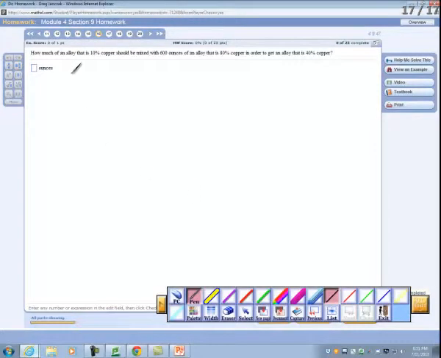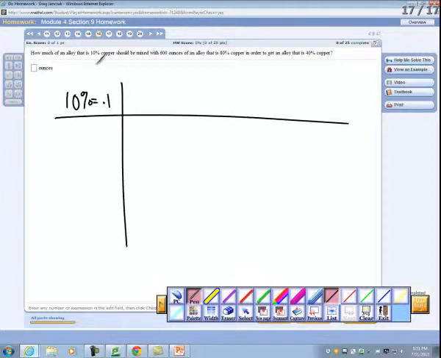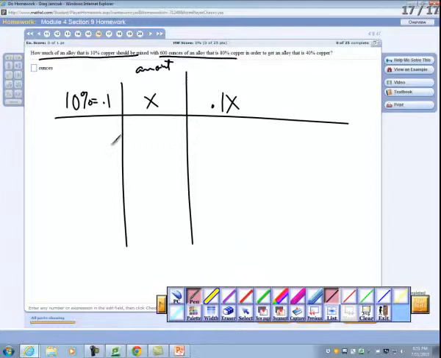All right. So you've got 10%, which is going to be 0.1. How much of 10% copper? We don't know that amount. That's x. So this is going to be 0.1x here, right? Should be mixed with 600 ounces of an alloy that is 80%. So what should we put for the second row?